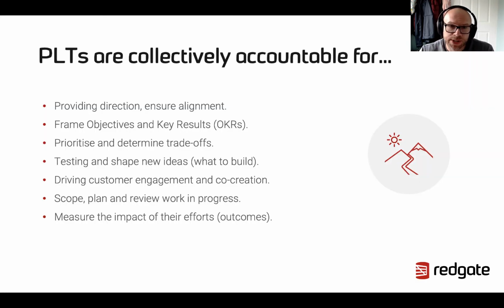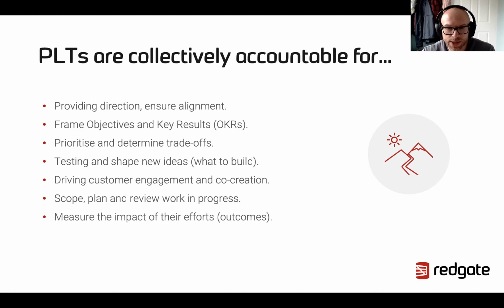So you've established your trios, framed the intent and have a view for the benefits of that model. But day to day, what is the leadership team collectively accountable for? PLTs provide direction and drive team alignment in terms of vision, strategy and desired outcomes, as I mentioned, from a customer's perspective in service of the business. They help frame outcome-focused objectives, OKRs in our case, and the associated leading behavioural indicators of success.